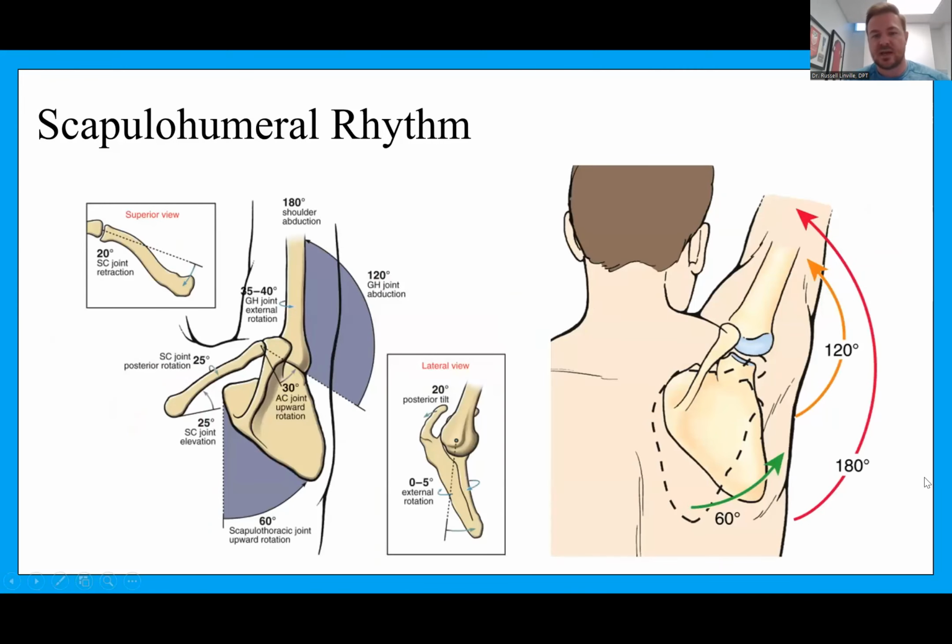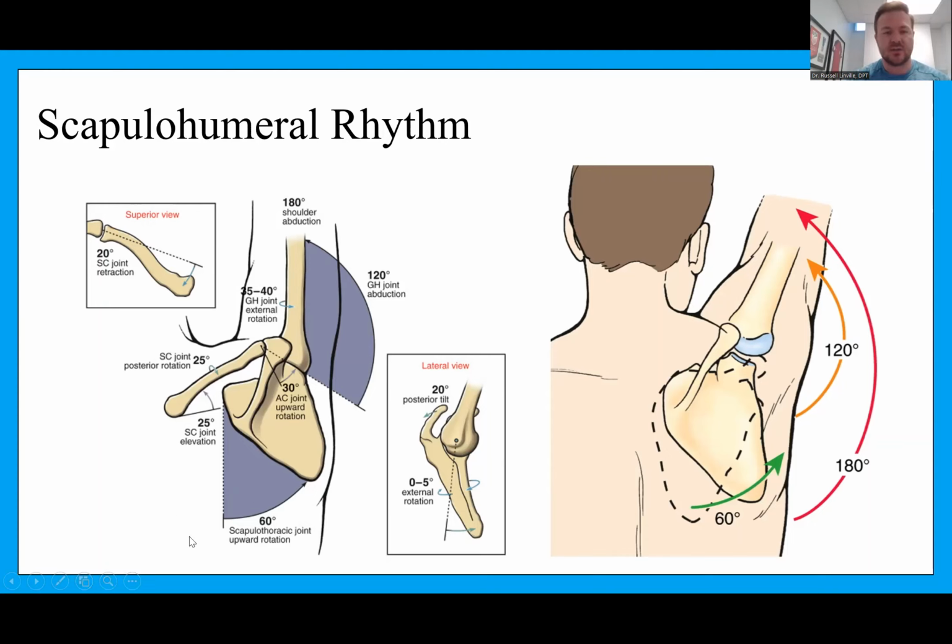So let's get into what's called scapulohumeral rhythm. Scapulohumeral rhythm, if we break down those words, is the rhythm between your scapula and your humerus to get your arm up overhead. And so there's different contributions of range of motion from your shoulder blade and from your arm bone that helps you get fully 180 degrees overhead. And so each one of these pieces of anatomy helps you do that.